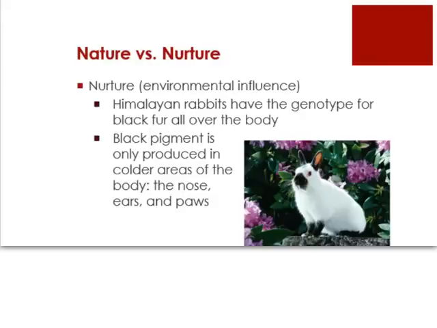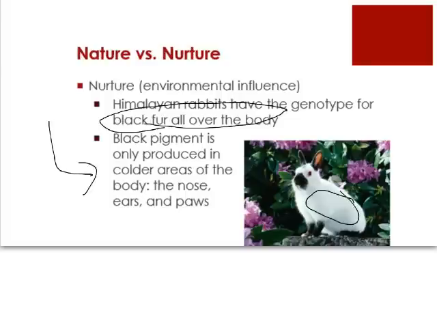So an example not in humans is the Himalayan rabbit, which we actually saw earlier in the year, where basically these rabbits have the genotype to have black fur all over their body. But the black pigment is actually only produced on cold areas of their body, so like their nose, their ears, and their paws. So, in the rest of their body where it's warmer, even though it has the gene to have black fur, they actually have white fur because it's not cold enough for that pigment to be produced.